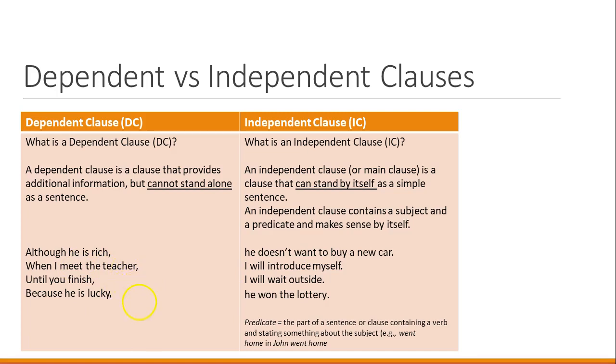However, if I combine the two sentences, when I meet the teacher, I will introduce myself, right? Now I have a dependent plus independent clause together making a complex sentence. Alright. So the basic difference is that these kind of sentences will never stand alone for the meaning to be complete, and these sentences have no problems being on their own because they hold complete meaning.